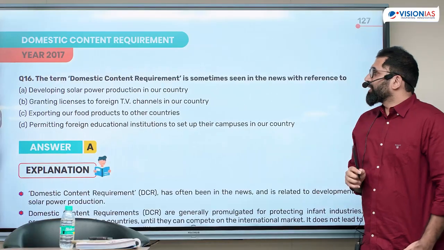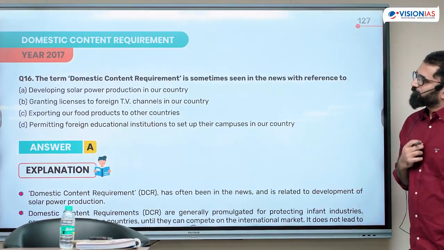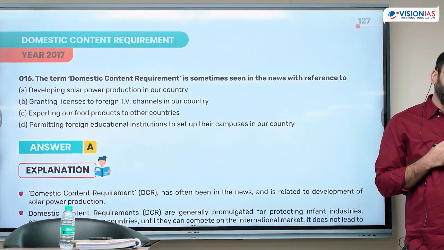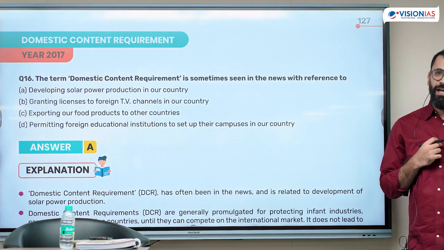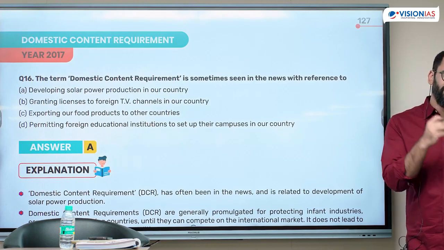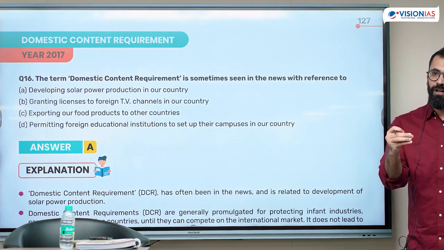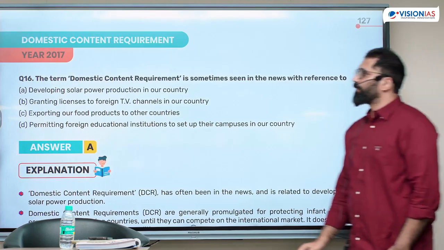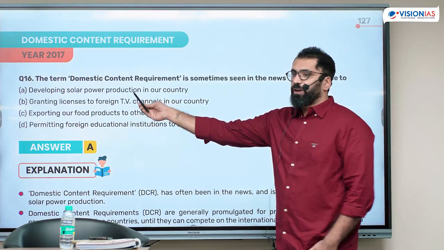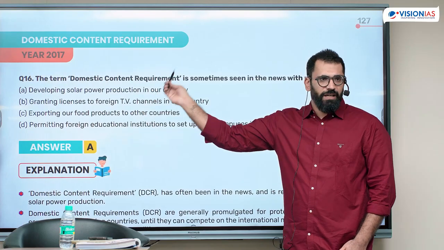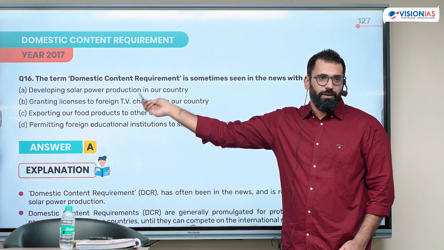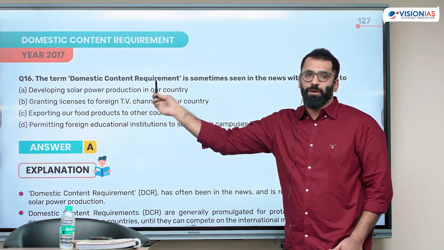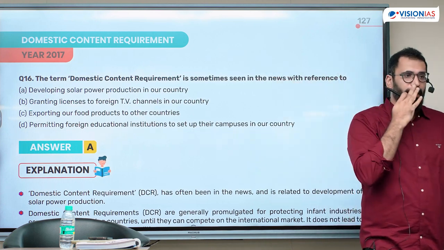Domestic content requirement is sometimes seen in the news with reference to. This was a case with respect to the solar panels. India said whatever solar panels coming from US, there has to be some domestic content requirement, which was challenged in WTO. Domestic content requirement with respect to solar power production in a country. This was quite famous, the India and the US conflict on solar panel and domestic content requirement. What is domestic content requirement?